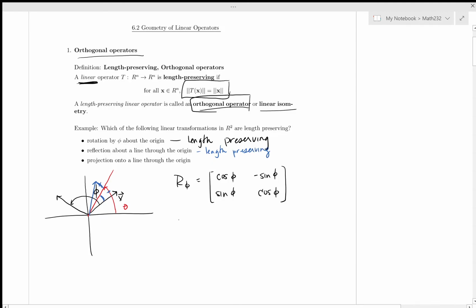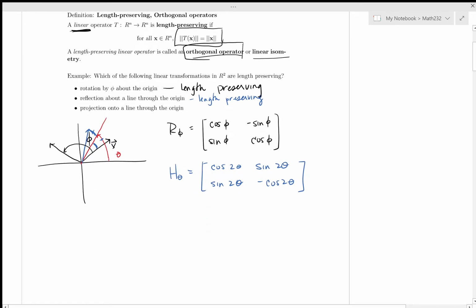And we will recall that the matrix for that looks like this: cos 2 theta, sine 2 theta, sine 2 theta, and minus cos 2 theta. Okay, so those are two length preserving transformations in R2.